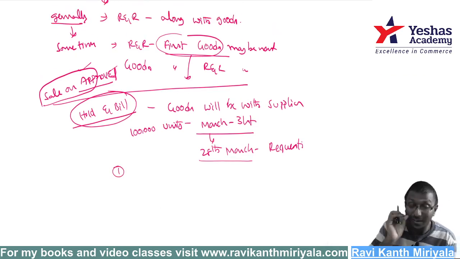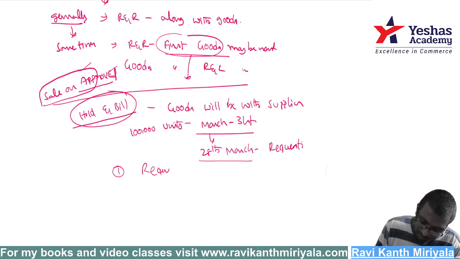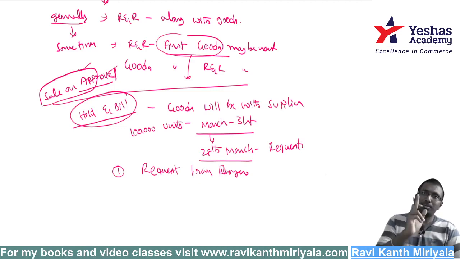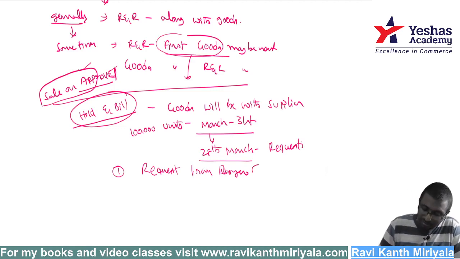First, why is that request happening? First, you should get the request. Request from whom? Request from the buyer. It is not like whatever I make, I keep in my godown and say I'll record the sales. No. There must be a written request, some reasonable request from the buyer. Yes, sir, he requested me.